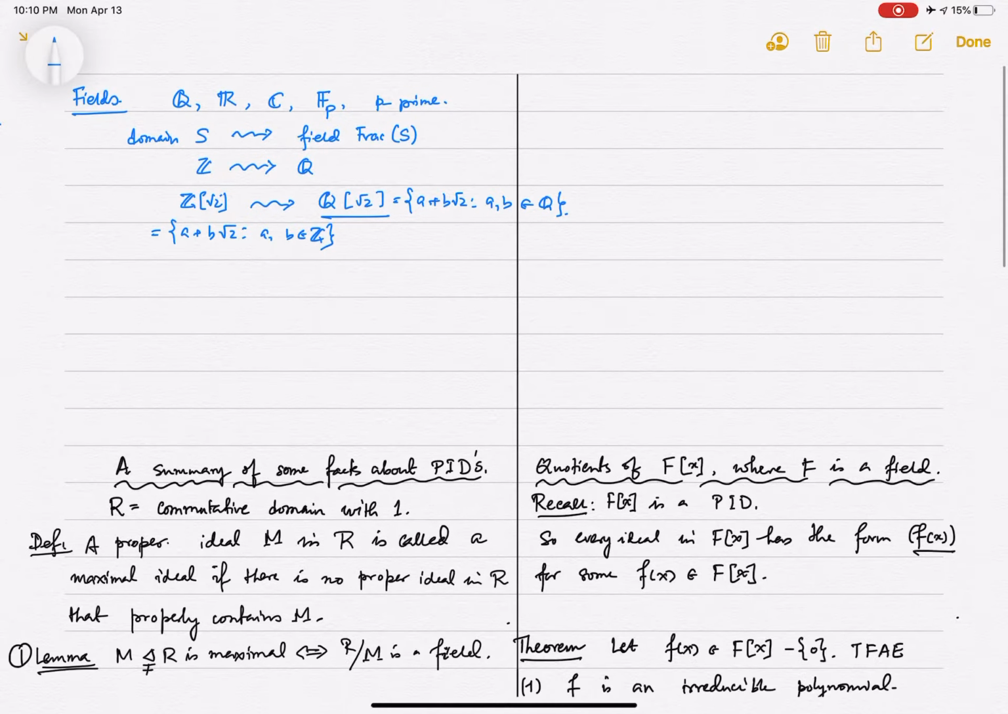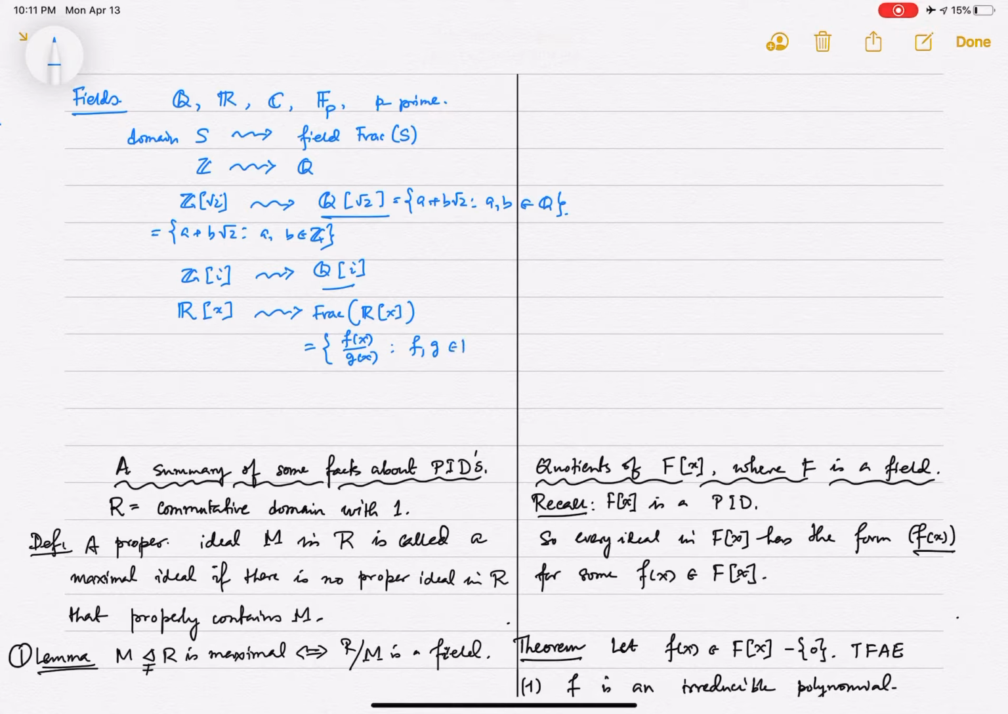Similarly, you can define things like Q adjoin i. That's the fraction field of Z[i]. We can check, etc. You can apply this construction to polynomials in one variable, maybe even with real coefficients. So these are called polynomial functions. When you apply this construction, Frac of R[x] consists of all functions like f over g, where f and g are polynomials and g is non-zero. These are called rational functions. So this is the field of rational functions.